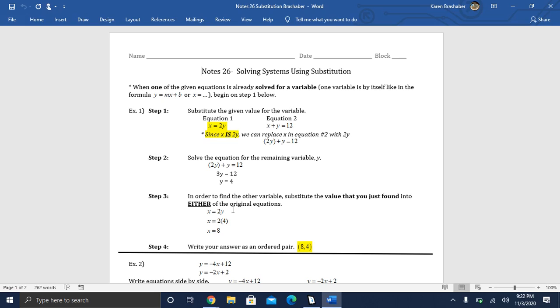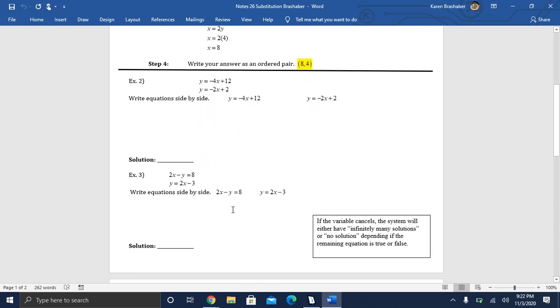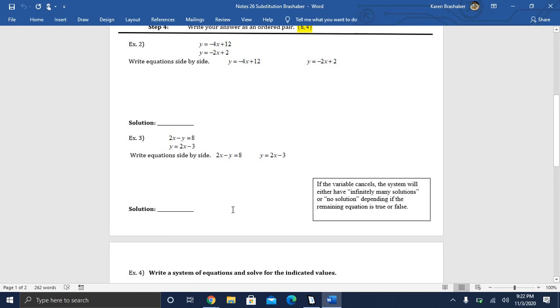Now we're going to run through the process, working a problem out together. One thing that I like to do as I'm solving a system of equations by substitution is to write the two equations side by side. Oftentimes they're presented to you stacked up. I have one equation, y equals negative 4x plus 12, and my second equation, y equals negative 2x plus 2. So I have them written side by side.